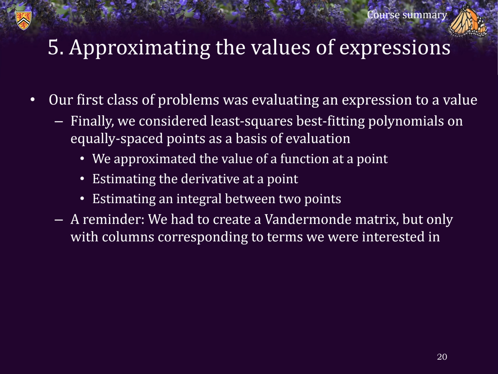Now, a reminder, when we were finding least squares best fitting polynomials, we created a Vandermonde matrix, but we only included the columns that corresponded to the terms we were interested in. Consequently, we then solved not V times a equals y, but rather we had to multiply both sides by V transpose. So for linear, this gave us a system of 2 linear equations and 2 unknowns, whereas for quadratic systems, this gave us a system of 3 linear equations in 3 unknowns.